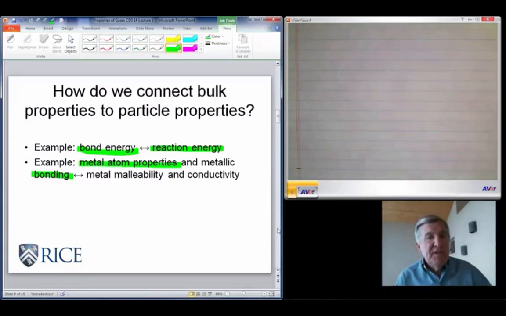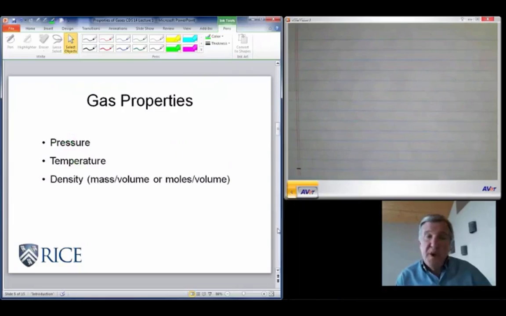We're actually going to begin this semester, though, by talking about gas properties, and the three most important gas properties we're going to deal with at the bulk level are going to be the pressure of the gas, basically how much force does the gas exert per unit area of the container surrounding the gas, what is the temperature of the gas, what is the density of the gas.